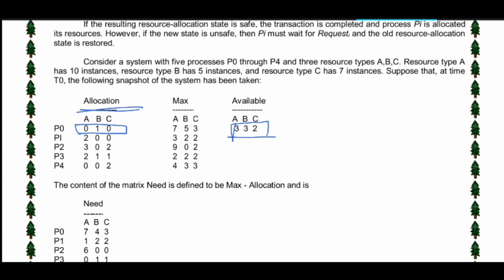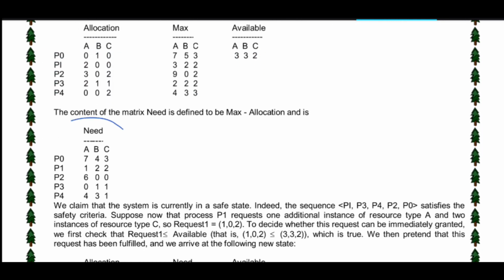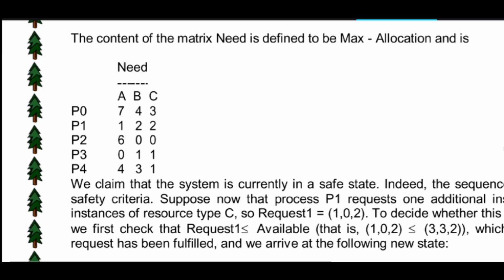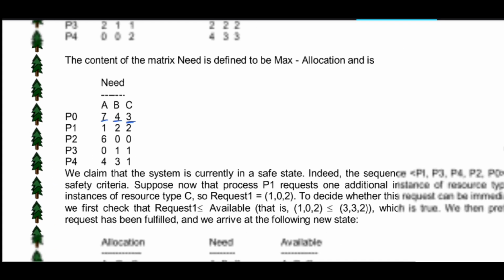While our available resources are 3, 3, 2, we can easily give to A and give to C. Okay, this is already allocated. Here is the table of need: how much each process needs. Our P0 needs 7 instances of A, 4 instances of B and 3 instances of C.